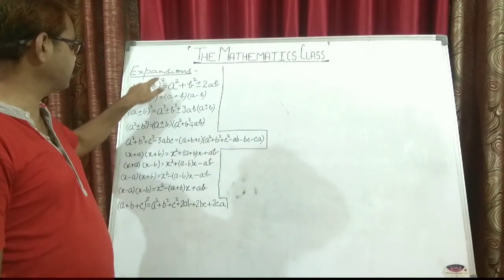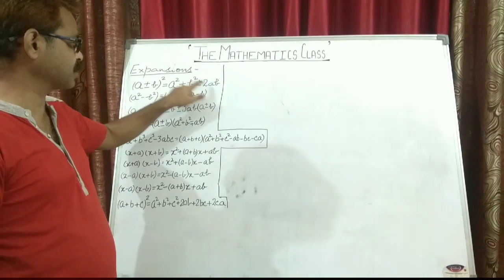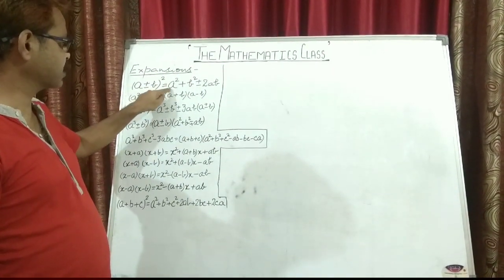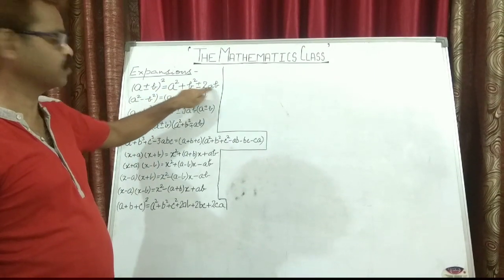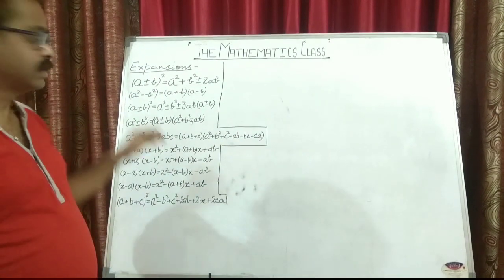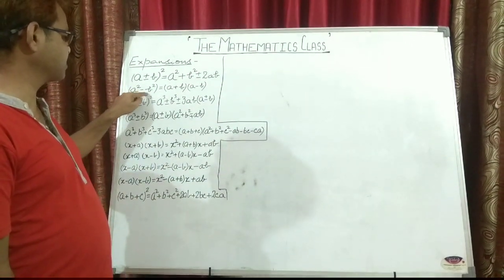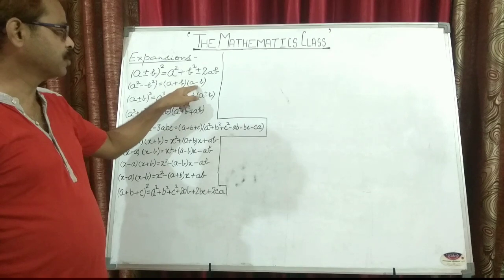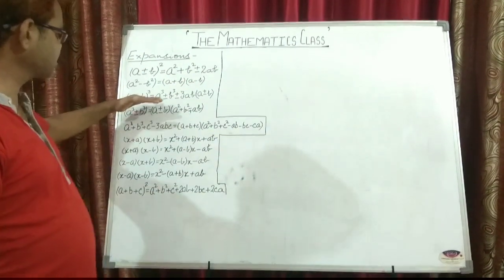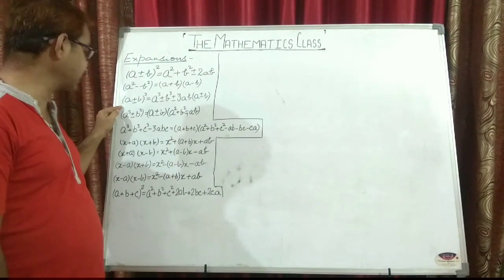(a plus b) whole square is a square plus b square plus 2ab, and if it is (a minus b) whole square, that is a square plus b square minus 2ab. So these I have written in the same way, (a plus minus b) whole square. This formula you have already studied: a square minus b square is equal to (a plus b) into (a minus b), or (a plus b) multiplied by (a minus b). Now this is a new formula that is coming in your class 9th.